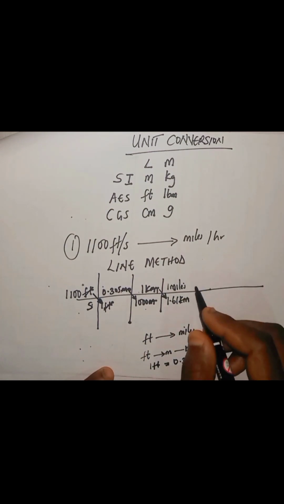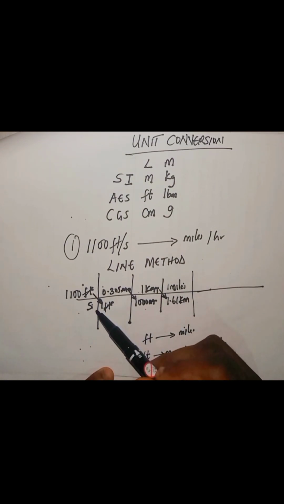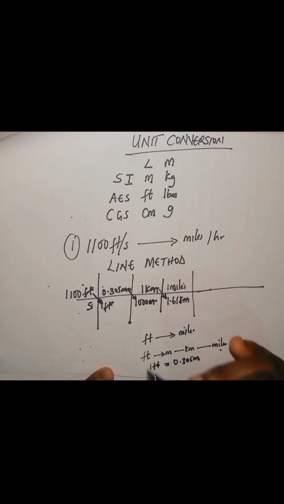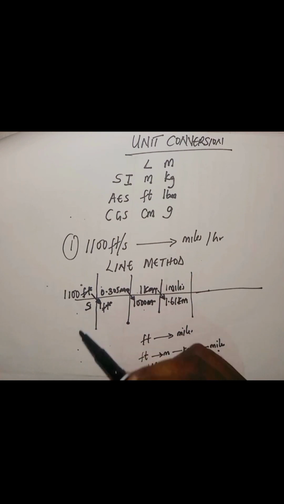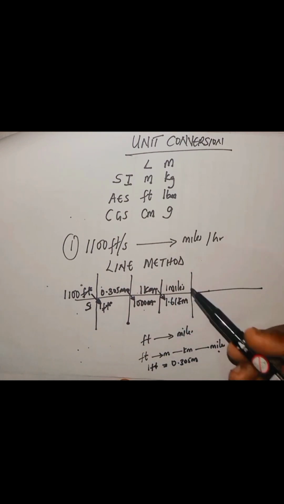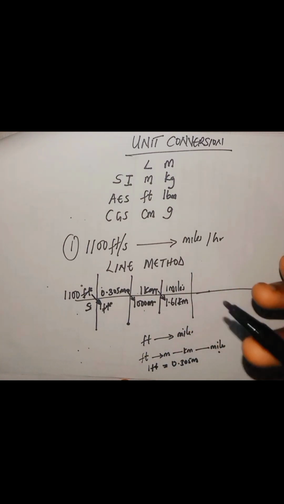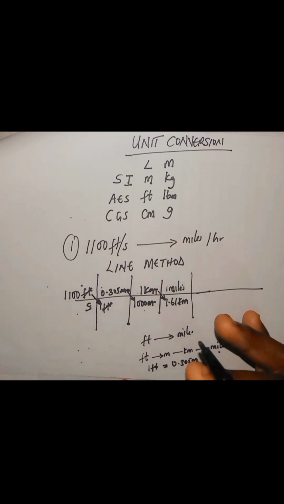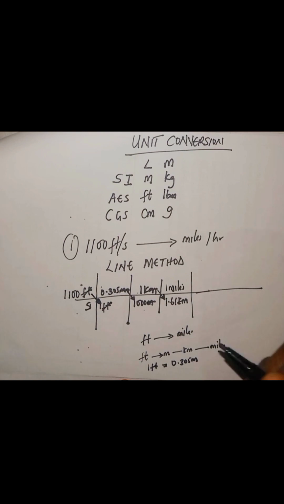So we stop there. Now we want to convert from seconds to hours. Remember, 60 seconds make 1 minute, 60 minutes make 1 hour. So we convert from seconds to minutes, then from minutes to hours. If you know the direct relationship between seconds and hours, fine. But to avoid confusion, go from seconds to minutes, then minutes to hours. We know that 60 seconds make 1 minute.